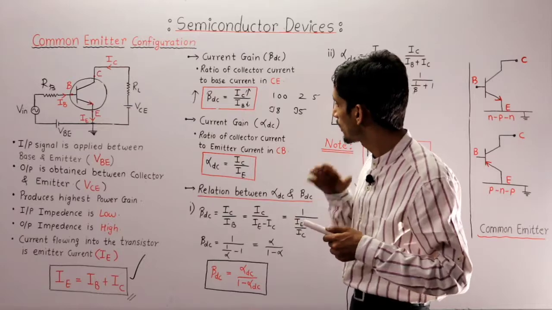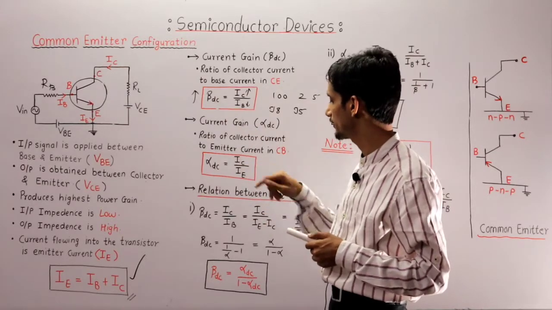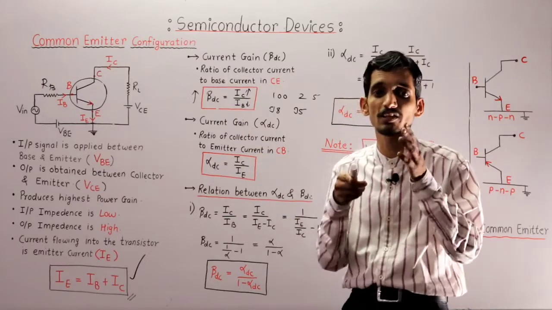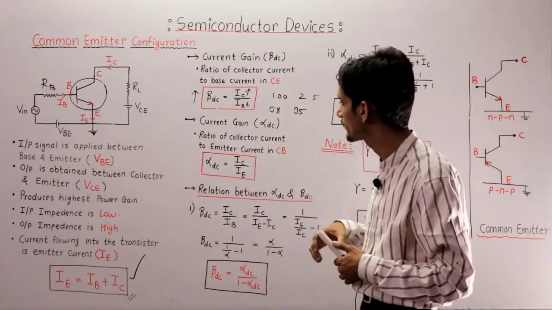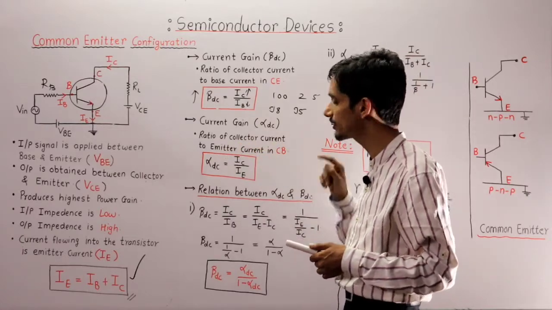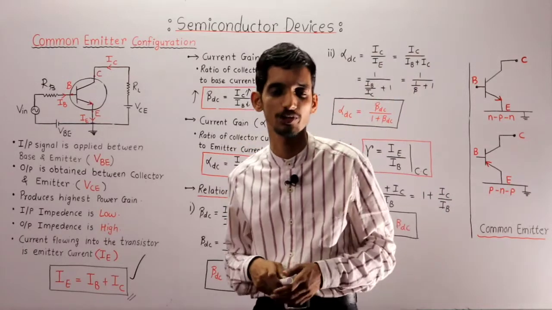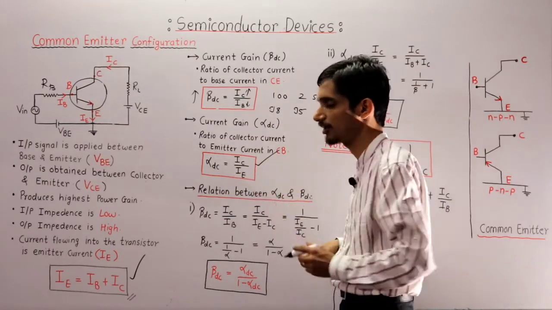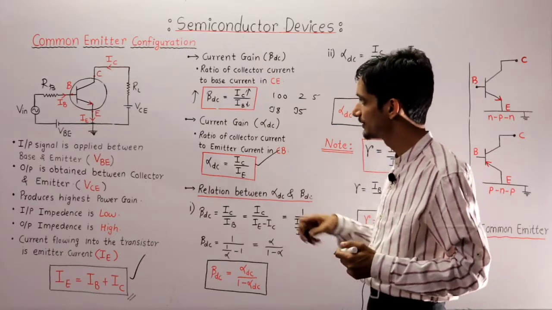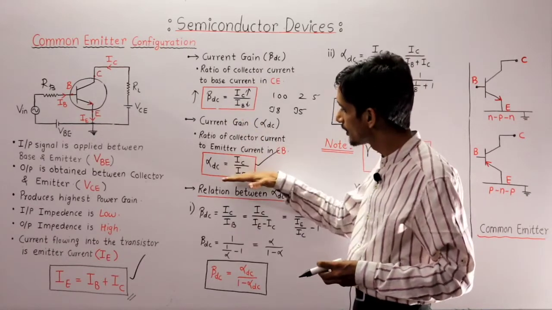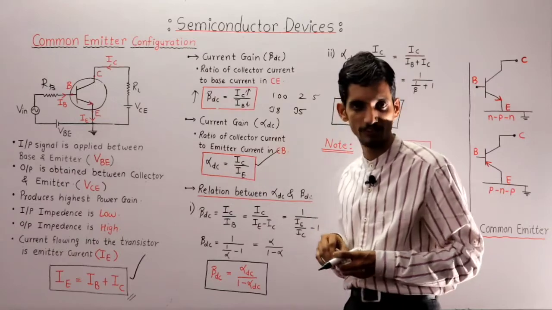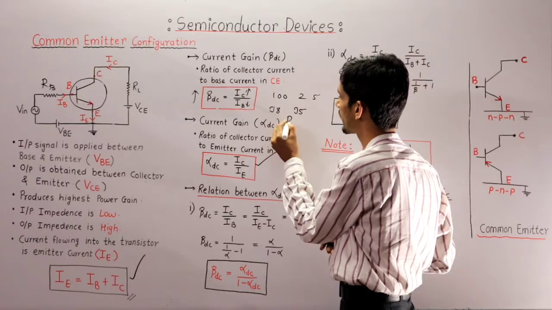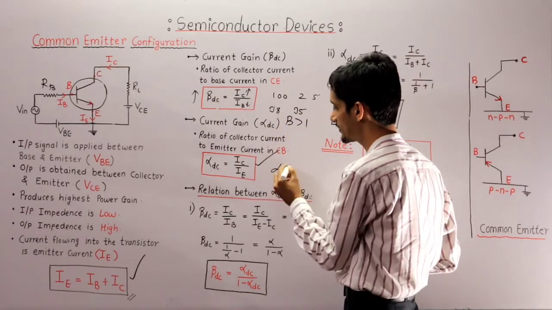Now there is another important current gain, that is alpha DC, which is the current gain of the transistor in common base configuration. That is the ratio of collector current to emitter current in common base configuration, that is alpha DC is IC upon IE. This is the important formula. Now listen here, beta is always greater than 1, and alpha is less than 1.